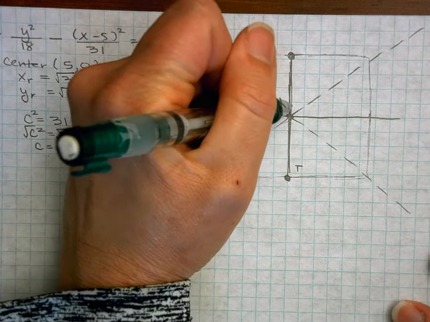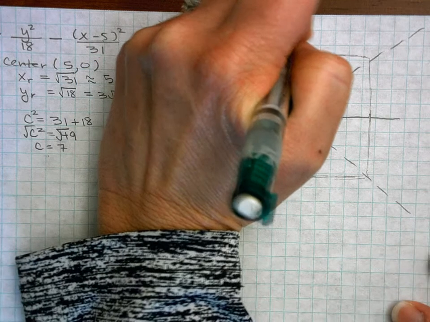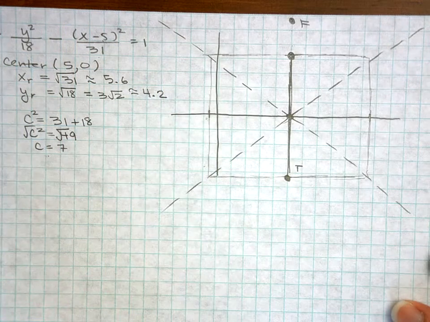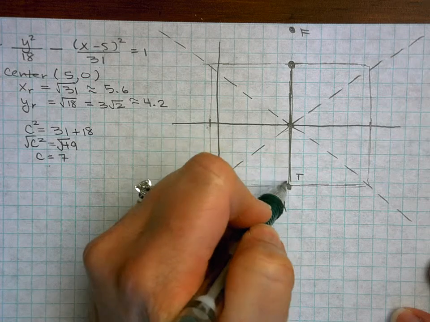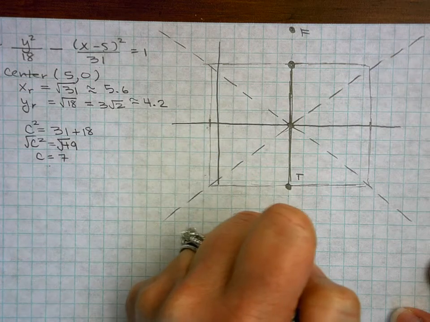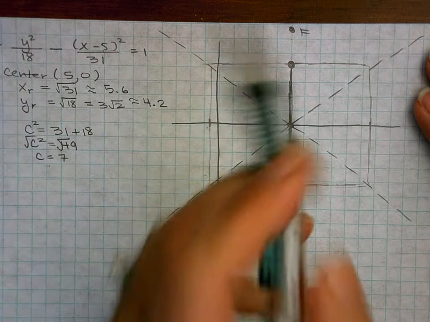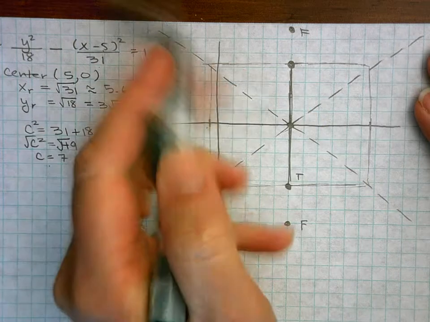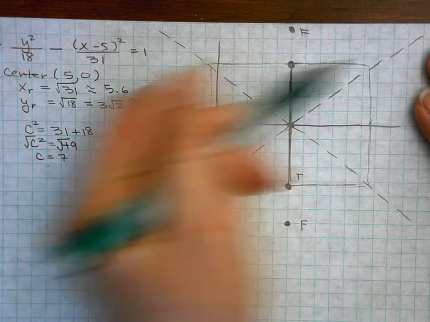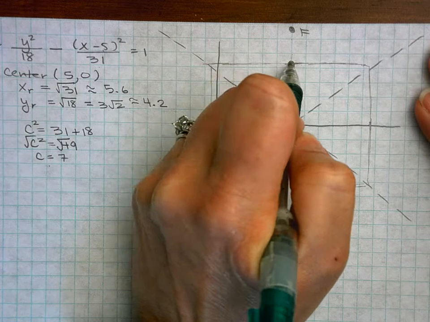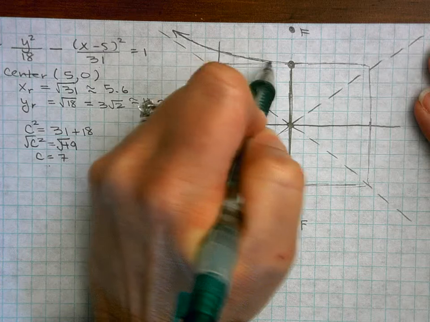Mine is off of the page on the top, so I didn't do a very good job of that. So I'm going to drop it just a little bit. And then at the bottom, go down 7. So right here. And then when I make my graphs, I want to start at my vertices, which is at the end of the transverse axis, and then I want to run towards the asymptotes, right, and then parallel. So these are going to be really wide, right?